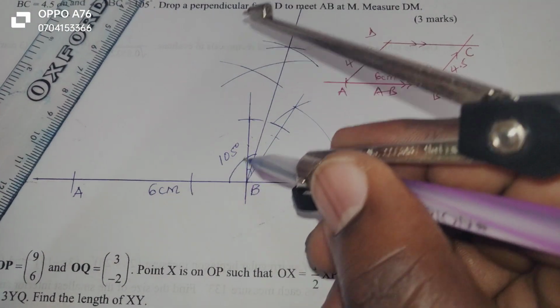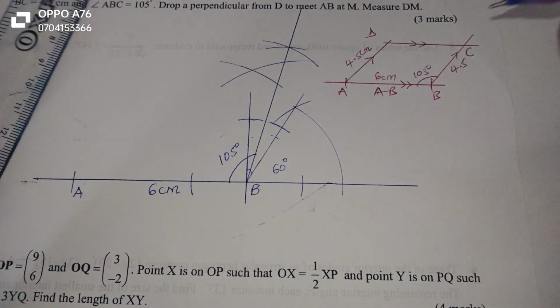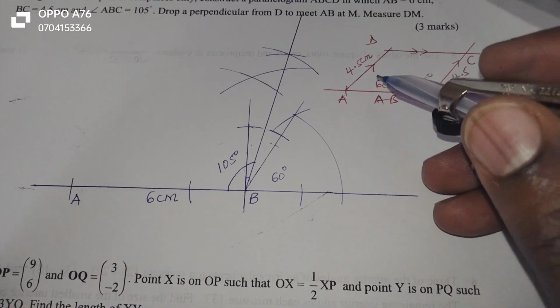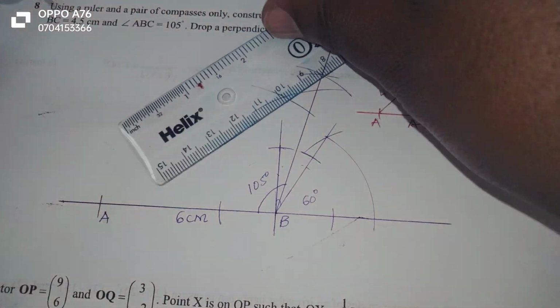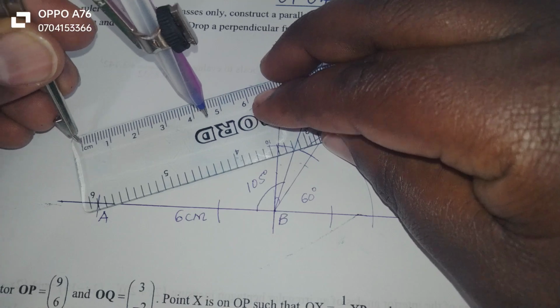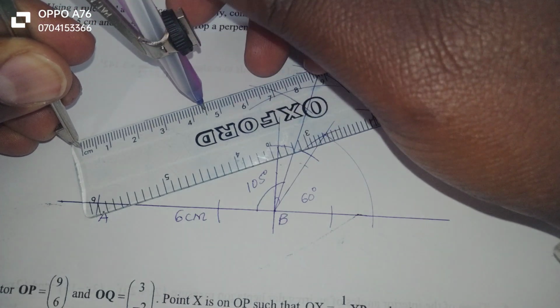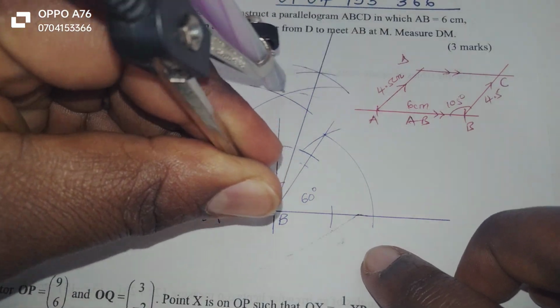So this is 105 degrees, 90 plus 15. Now along that line, I should measure my BC, which is going to be 4.5 according to the instructions. So again, standing at 0, 4.5, then I make an arc. So standing at this point, I make an arc.